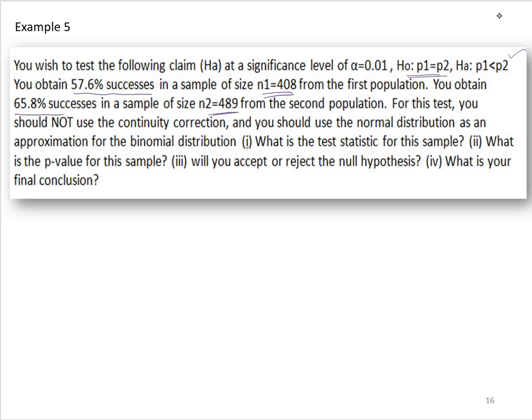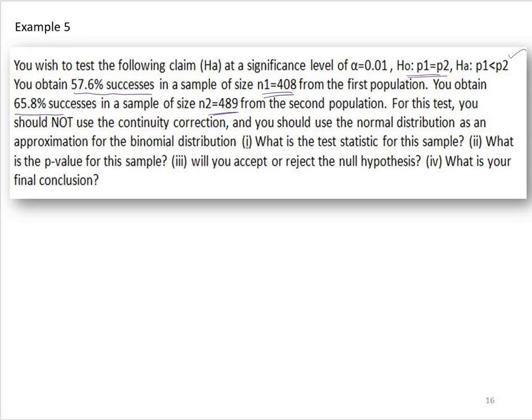Then the first question: what is the test statistics for the sample? Test statistics means we want to find the Z value. And the second one: what is the P value, the probability? Will you accept or reject the null hypothesis? And what is your final conclusion? Okay, let us discuss this one by one.